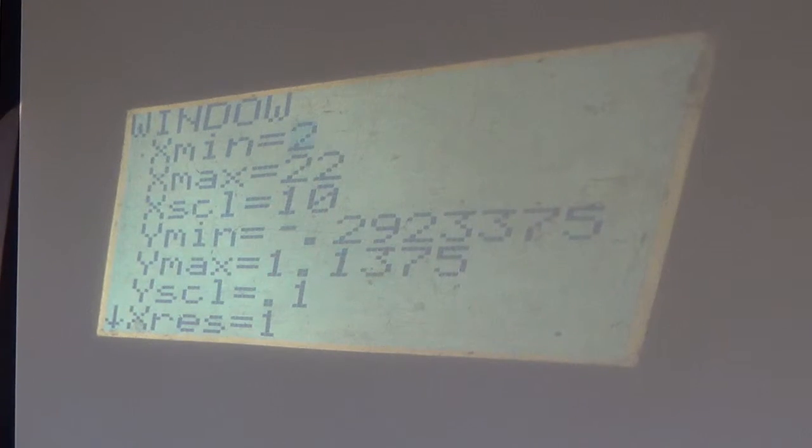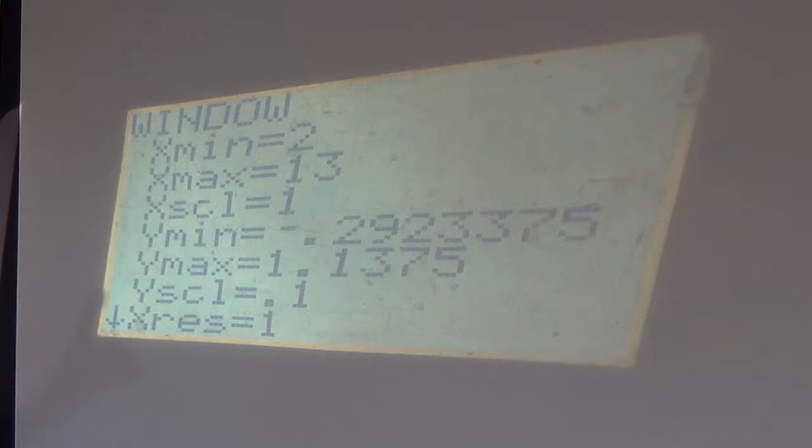X min should definitely be 2. What do you think X max should be? 13. Yes, 13. Very good. Make it 13, 1 more than the 12 that we know is the max value. And then make the scale equal to 1.